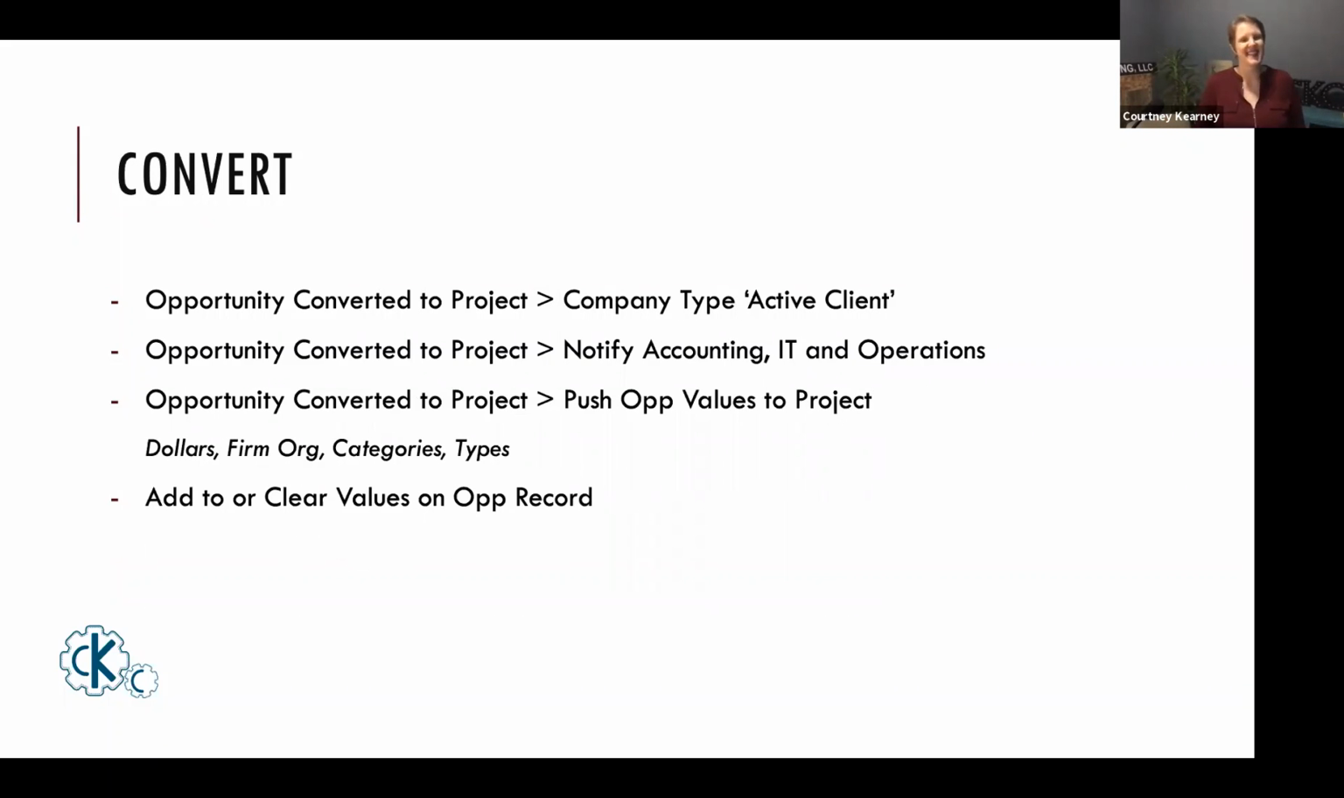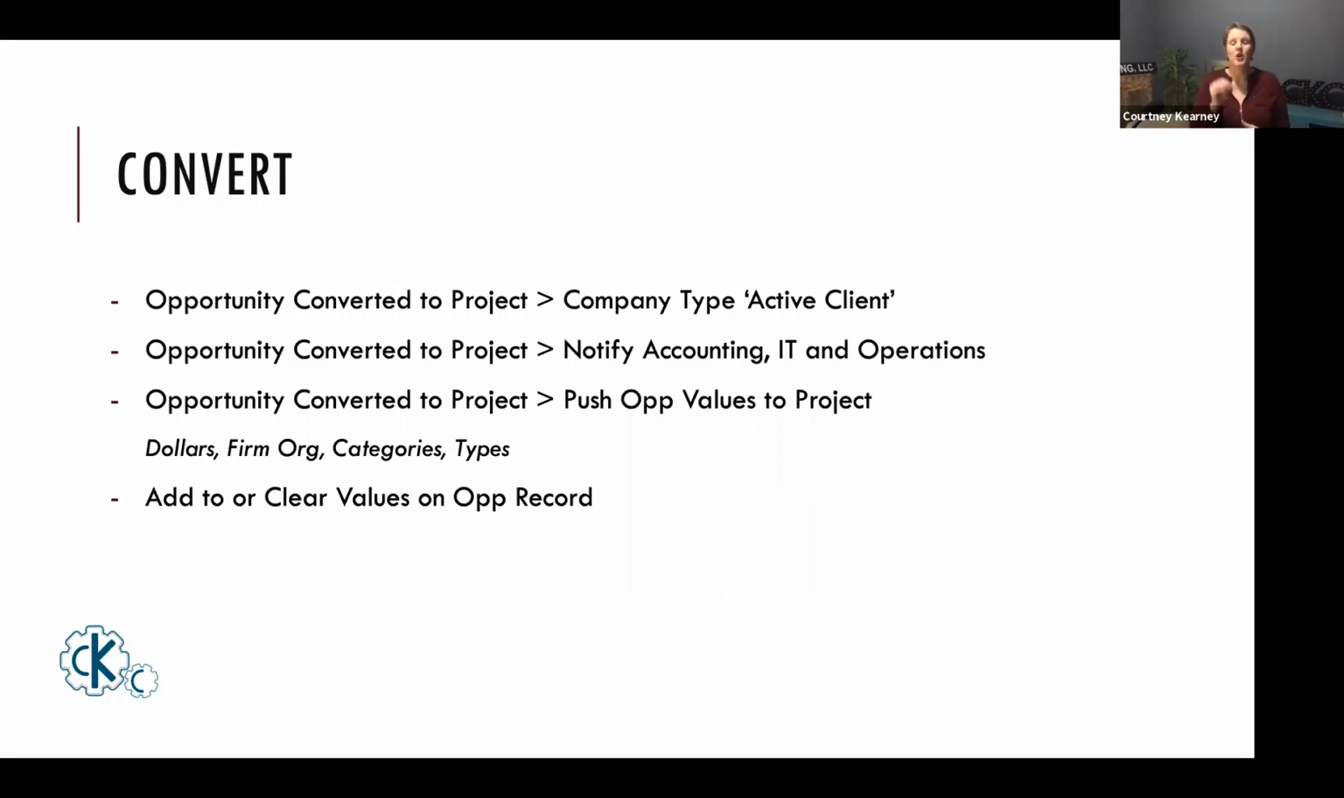The convert, this is a big one. Cosential has now given us the ability for workflows to trigger when an opportunity is converted to a project. Game changer. So on principle, if an opportunity has changed to a project, we've won it. Therefore, that company is now a client, so you can change their company type to active client automatically. An opportunity is converted. Again, should anybody else be notified?